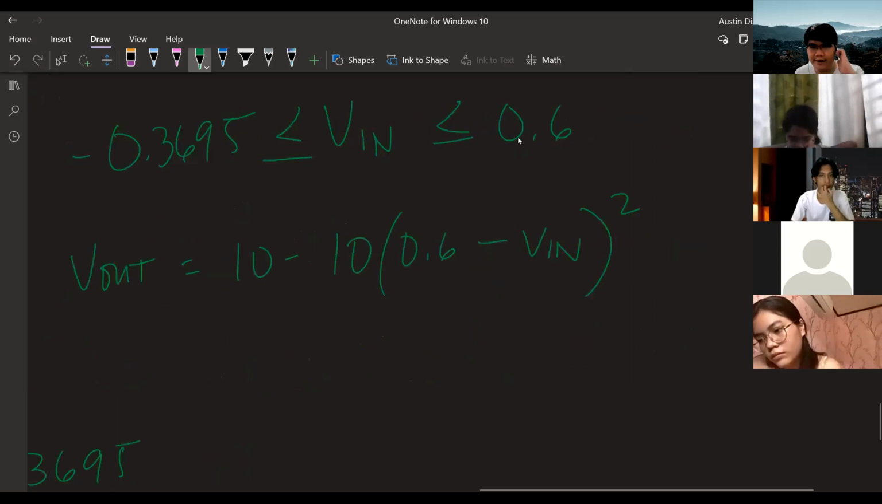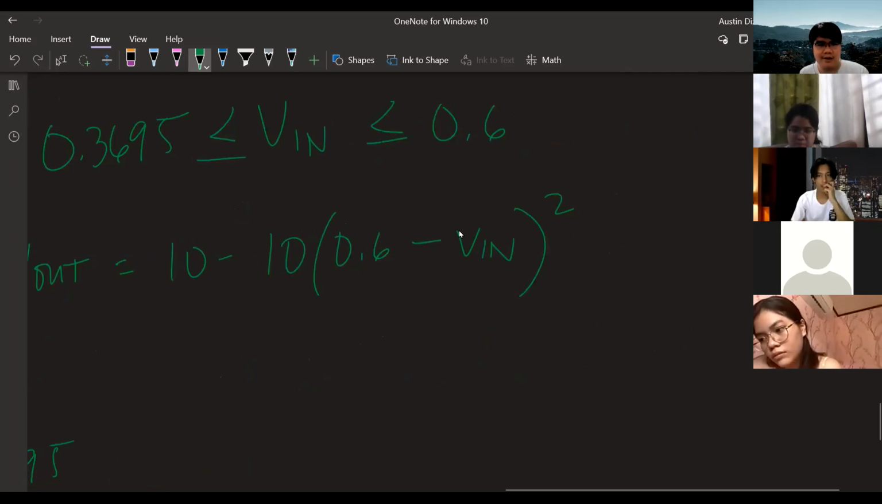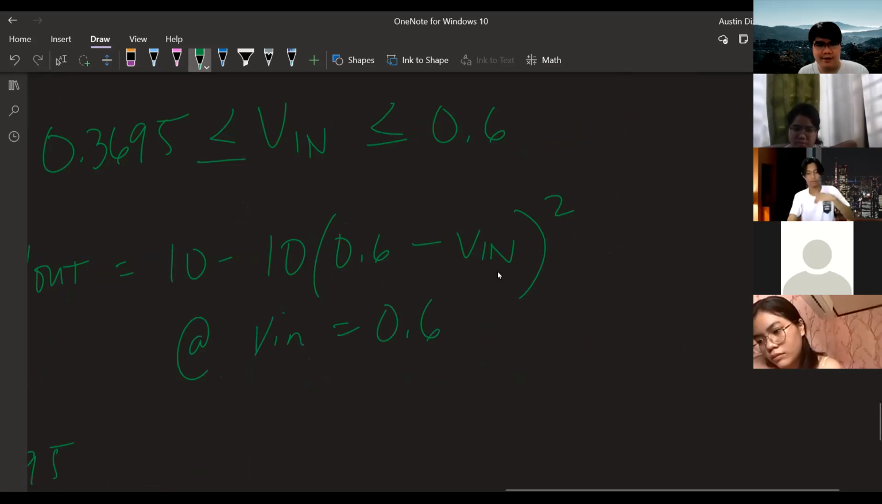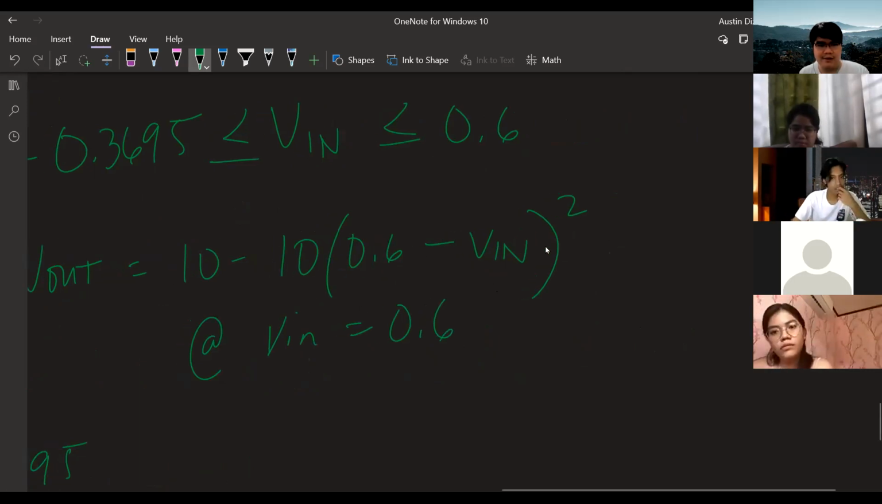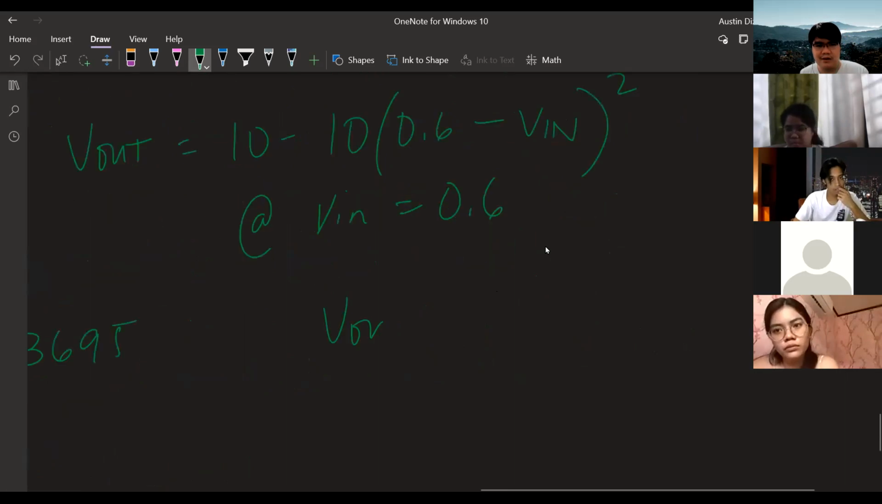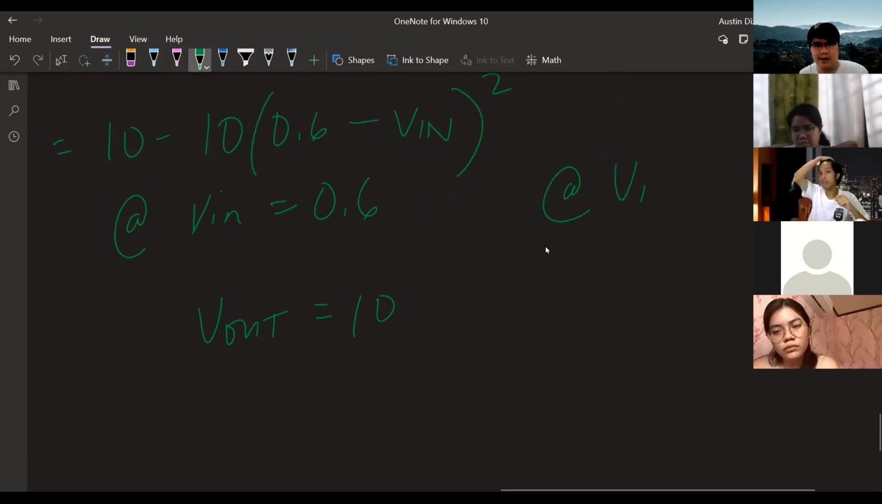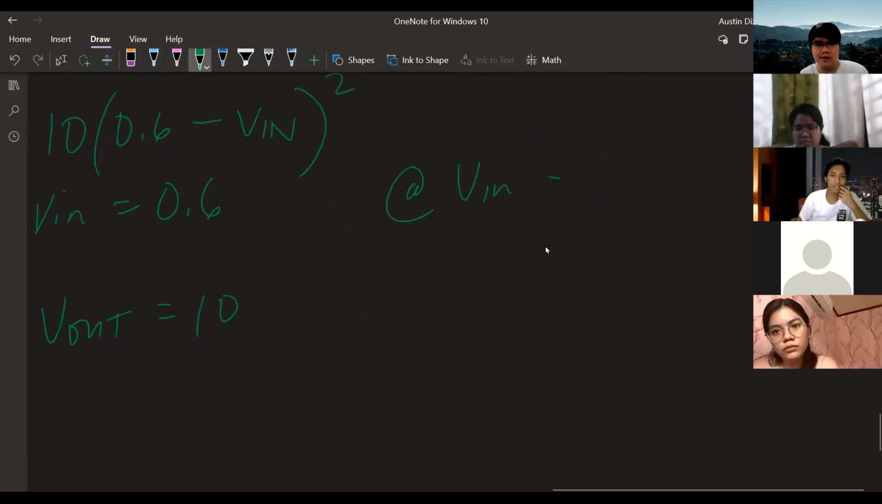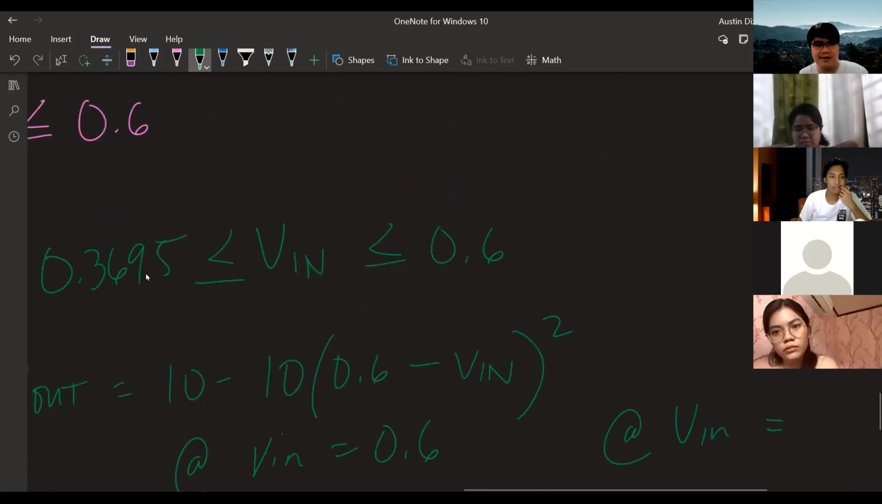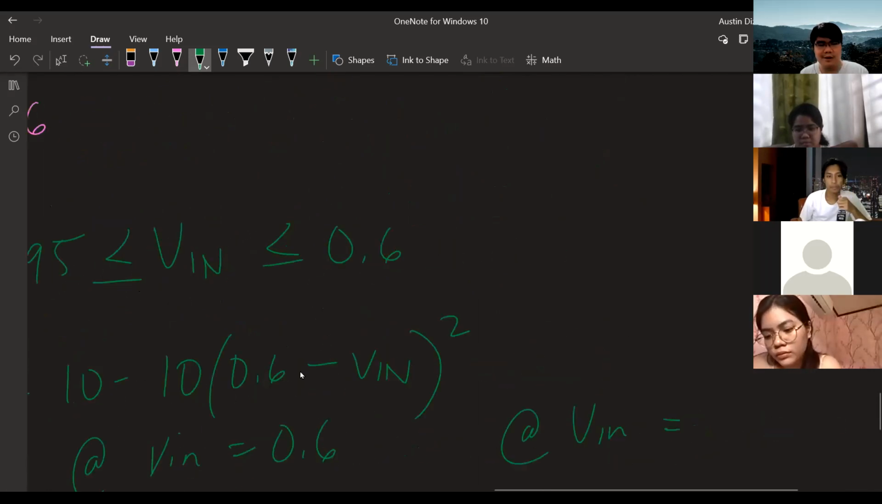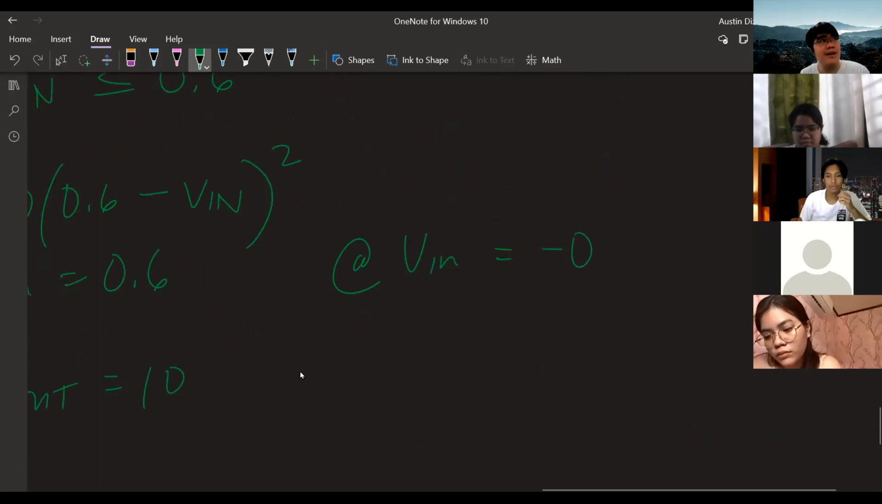So you plug in your values. Plug in natin si 0.6, you get V in 0.6. It's easy. 0.6 minus 0.6, that's 0. So V out is 10. Then at V in equal to, pina-plug in ko lang yung boundaries ng V in ko. Wala namang bago. Negative 0.3695.